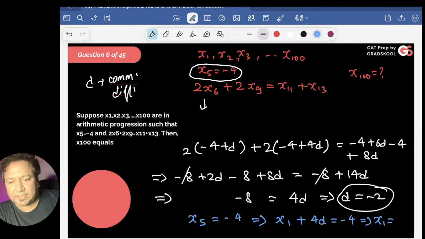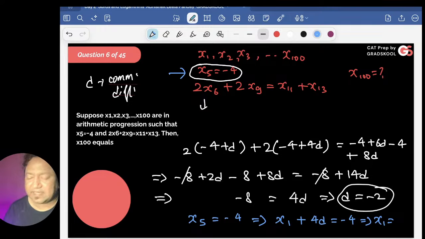All right, all of you got that? What I'm writing over is clear. So I got the value of d as -2. And then I'll put that value in this x5 because x5 is known to us. Through that, I'll be able to calculate the value of x1. d is minus 2, so this becomes minus 8. So x1 is 4.